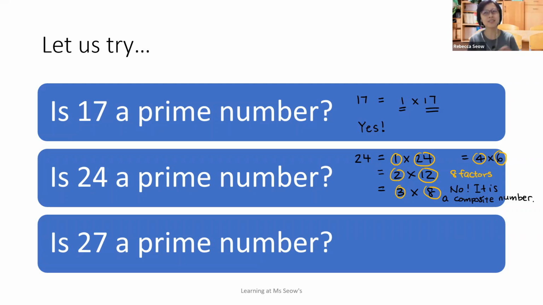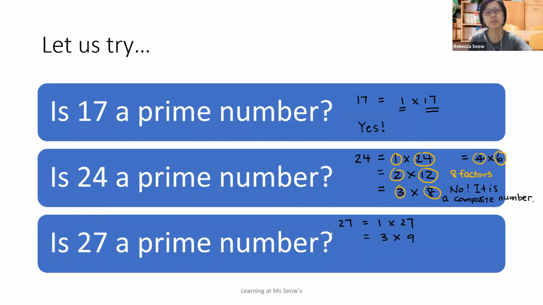Now let's move on to the third question. Is 27 a prime number? Let's come up with the factors for 27. So 27, definitely we will start with 1, right? So 1 times 27. And let's ask ourselves, are there any more numbers that multiply to give 27? Well, if you recall, we have 3 times 9 as well. And I think that's about it. Okay, so how many factors are there?